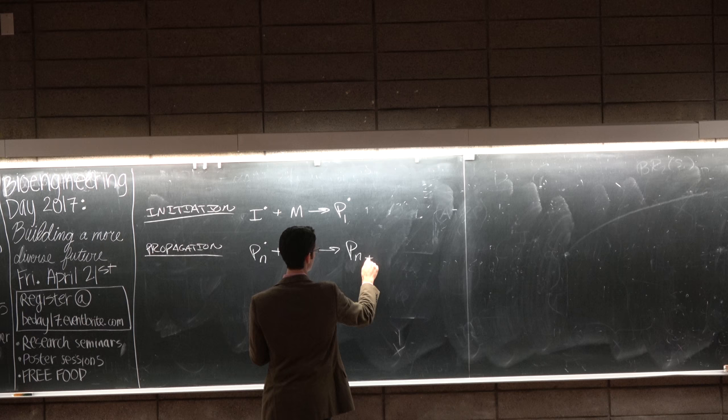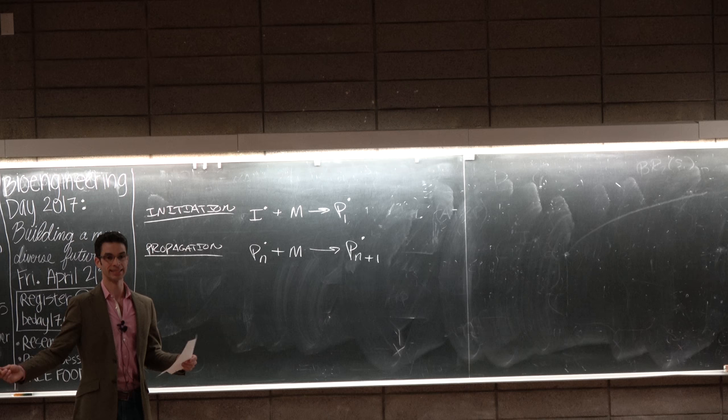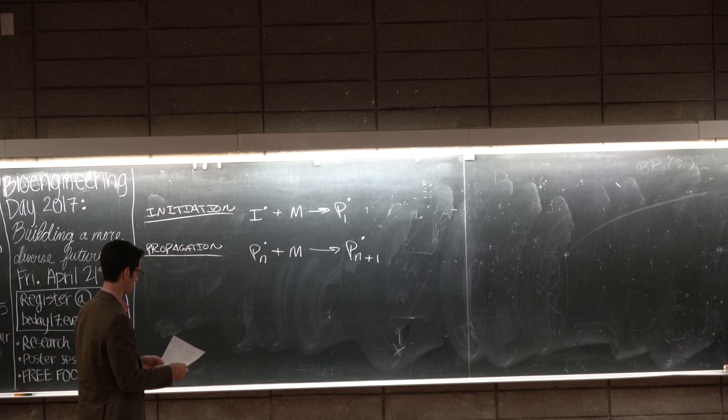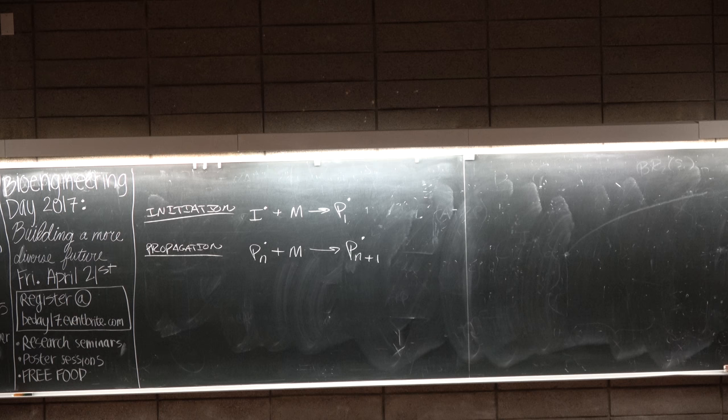Pn dot plus monomer goes to Pn plus 1 dot. So far, this is exactly the same as any other radical polymerization, same as any free radical polymerization. But because we have the RAFT agent, this is in a huge excess, and it really likes to transfer chains to it.